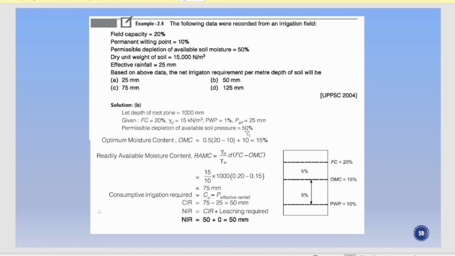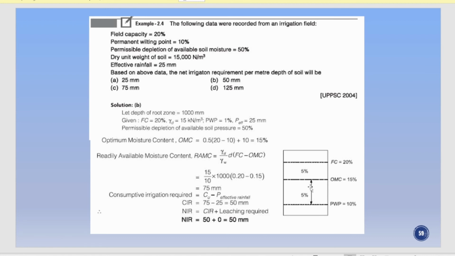The optimum moisture content will be 0.5 times (20 minus 10). 20 is basically the field capacity. Here it is written wrong. pwp should be 10 percentage here. As you can see in the data, it is miswritten here. Okay, we need to correct this. So 20 minus 10 plus 10. Okay, this is what the OMC percentage will be.